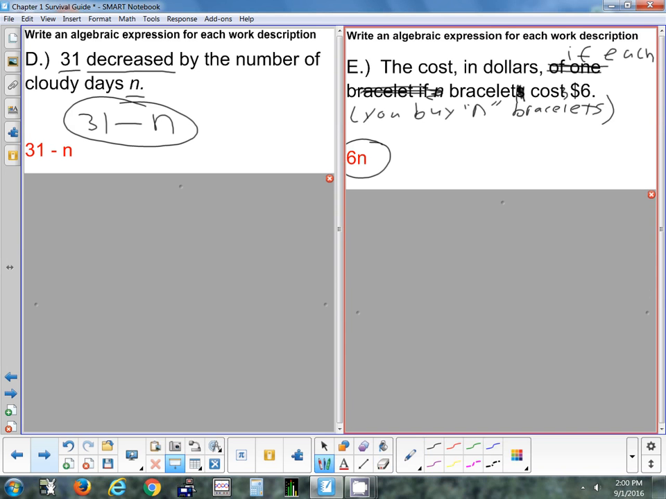Whenever you're buying multiple of the same item and they cost the same amount, you multiply. Like if a gallon of gas is, I don't know, $2.10, and you want 13 gallons of gas, you have to take $2.10 times 13, however many gallons you buy. That one's a little tricky. Any questions on that one?